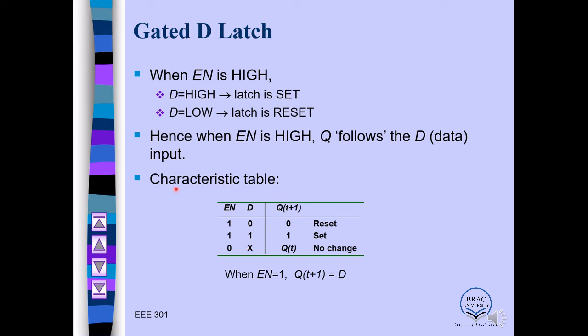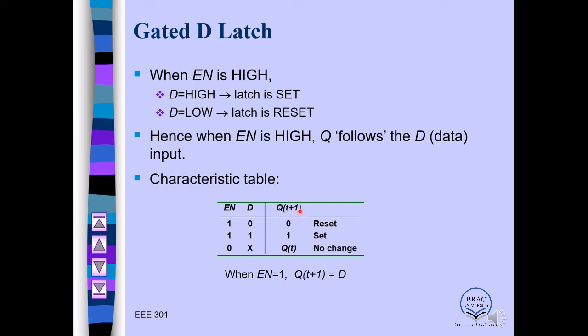Just look at here, the characteristics table. This is your En, this is your input D, and this is your output or next state. When your En is high and your D is 0, the output will be reset. When your En is 1 and D is 1, the output will be set. So whatever value you are giving as the input, you are getting the same value as the output. So this is your D latch. And when your En is 0, it doesn't matter whether D is 0 or 1. It will not work, so no change.